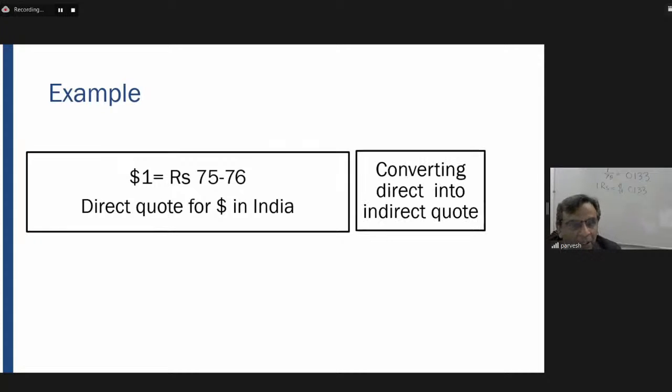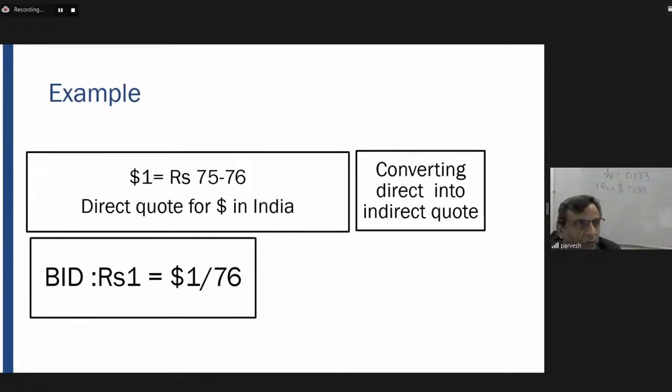Now we want to convert the direct quote into an indirect quote. So how will we do that? This is an important concept, and you will need it all the time to solve almost 90% of the questions in your exams. Of course, you can understand the logic, but you can also mechanically convert quotes from direct to indirect whenever required. So what will be the bid price?